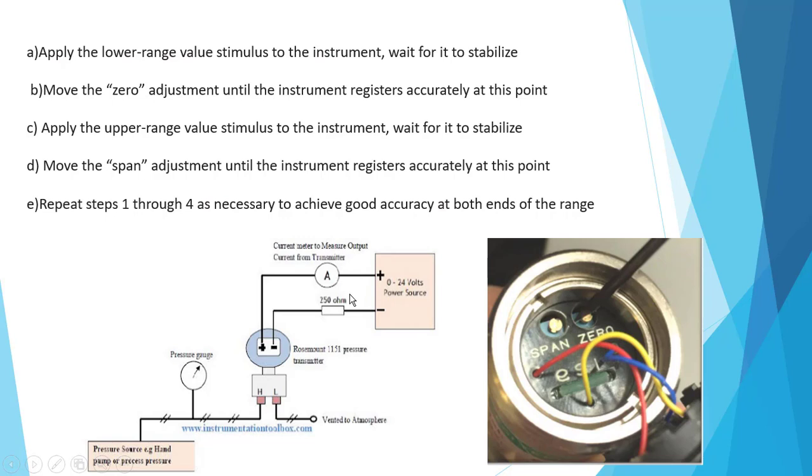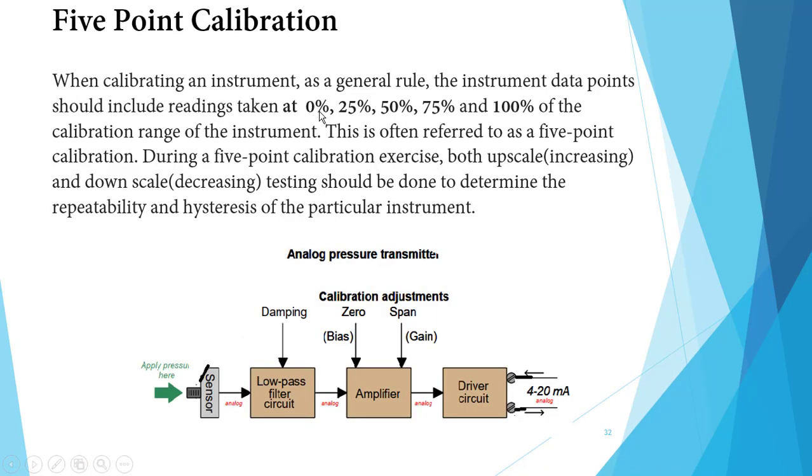If it's not good, you start again from the zero screw adjustment, then the span screw adjustment, in this way: 0%, 25%, 50%, 75%, 100%. This is often referred to as 5-point calibration. During a 5-point calibration exercise, the test should be done both upscale, going up, increasing, and then downscale, decreasing, to determine repeatability and the history of the particular instrument. Okay?